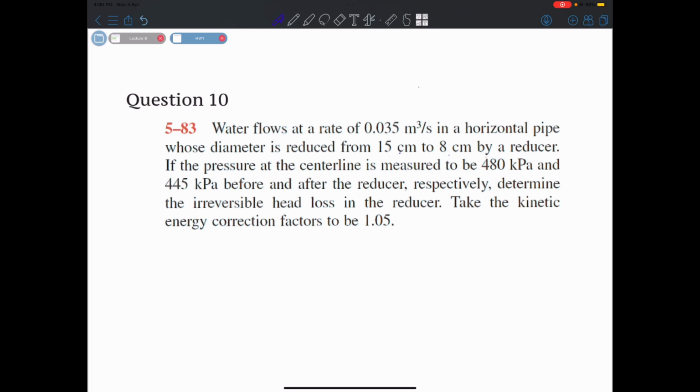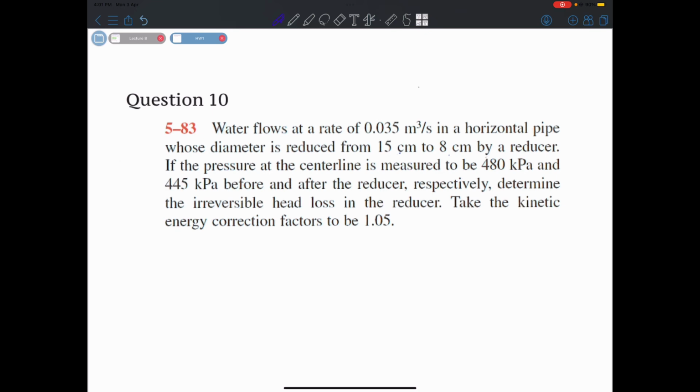If the pressure at the center line is measured to be 480 kilopascal and 445 kilopascal before and after the reducer, respectively, determine the irreversible head loss in the reducer and take the kinetic energy correction factor to be 1.05.